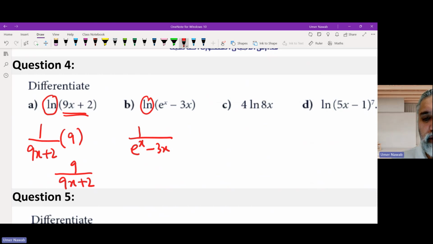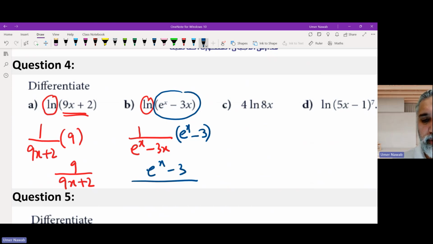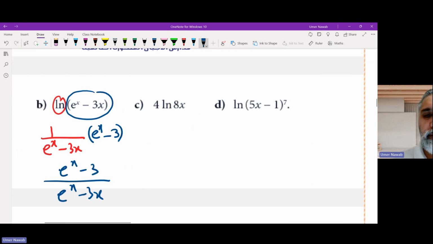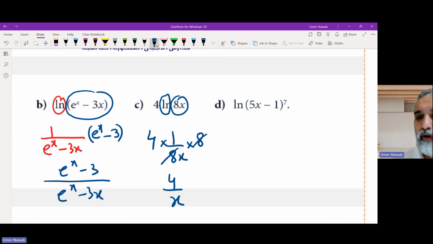So e^x minus 3x. Now, can I take the further derivative of this? e^x is e^x and minus 3x is minus 3. So if you want to write it in a beautiful form, e^x minus 3 on the top and e^x minus 3x in the denominator. Here I have 4. Ln tells you I need to reciprocate 1 over 8x, and the further derivative of 8x is 8. So can I cancel 8 with 8? And my final answer will be 4 over x.